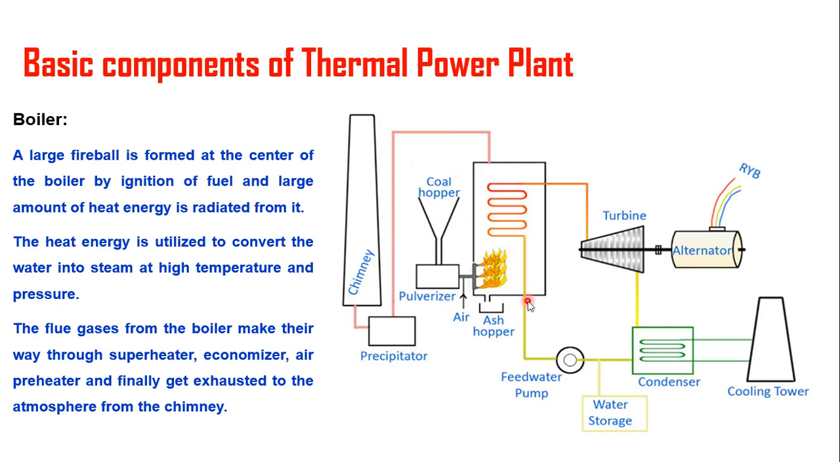Here the economizer is essentially a feed water heater which heats the water before supplying it to the boiler. See, cold water takes more time to convert into steam. Hot water immediately converts into steam. So that's why the flue gases which are released from the boiler are utilized for heating feed water. So that is the main purpose of the economizer.